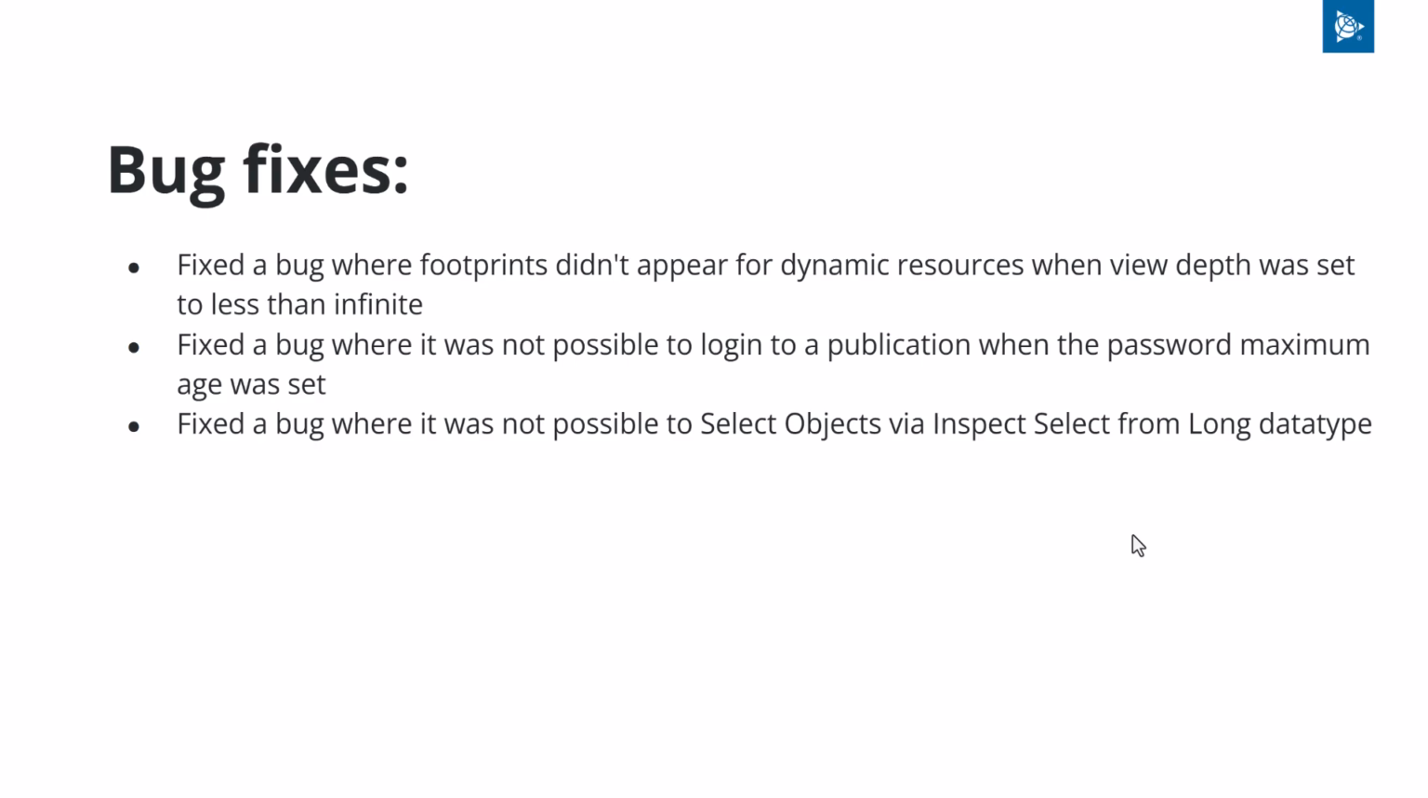A few words about the bug fixes. We fixed a bug where footprints didn't appear for dynamic resources when view depth was set to less than infinite. Fixed a bug where it was not possible to log into a publication when the password maximum age was set, and fixed a bug where it was not possible to select objects via inspect select from long data types.